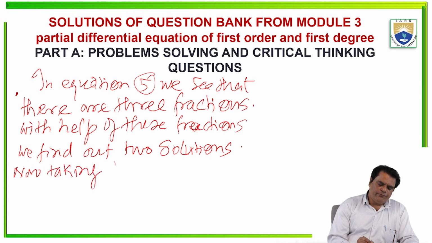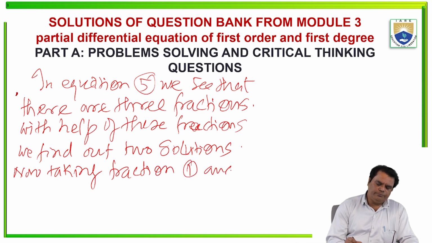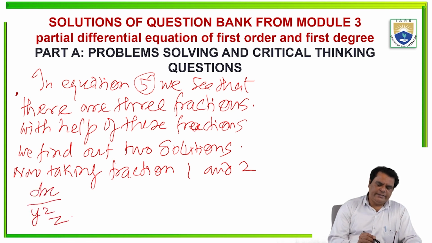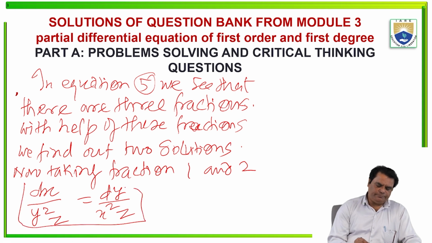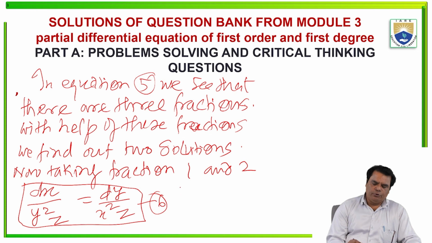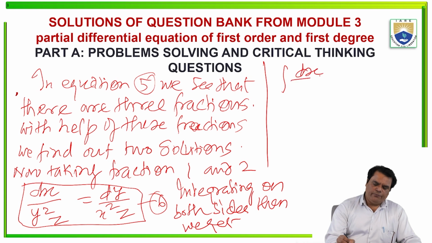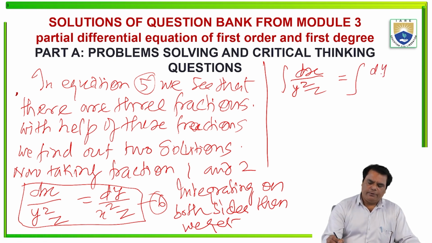Now, taking fraction 1 and fraction 2, we get dx upon y square z equals dy upon x square z. This is equation 6. Integrating on both sides, we get integration of dx upon y square z equals integration of dy upon x square z.